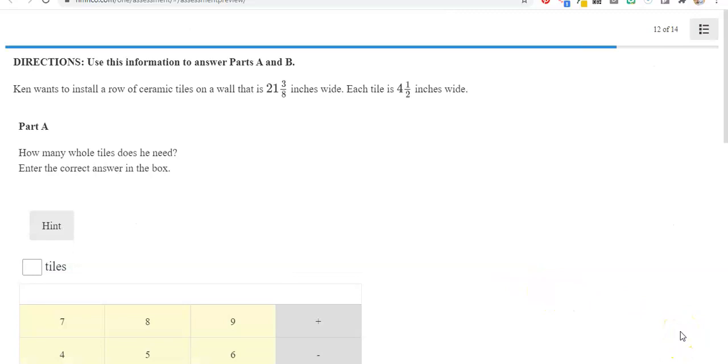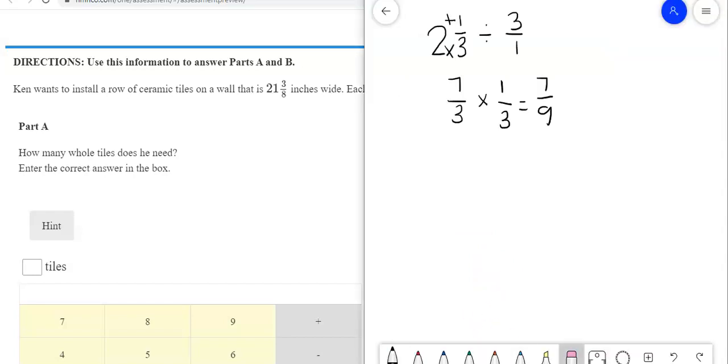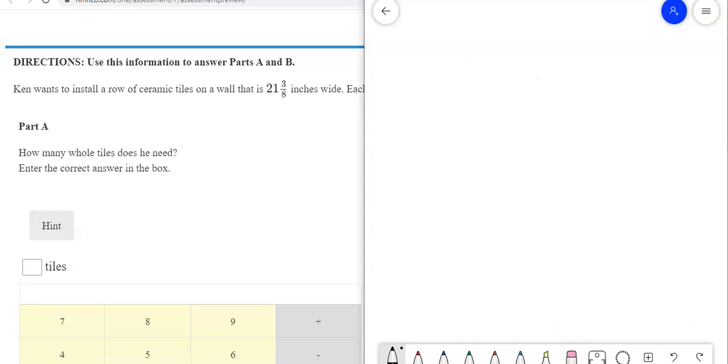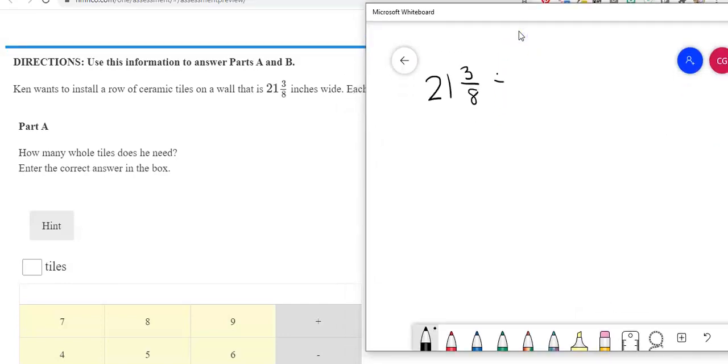Next. Ken wants to install a row of ceramic tiles on a wall that is 21 3/8 inches wide. Each tile is 4.5 inches wide. How many whole tiles does he need? So we're going to take 21 3/8 and divide it by 4.5. So that mixed number turns into 9/2. And this one, we're going to take 21 times 8, and we're going to add 3 to it. That's 171/8. Division changes to multiplication, then we're going to flip.